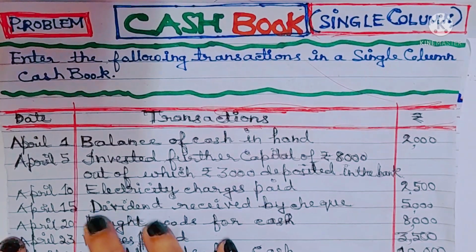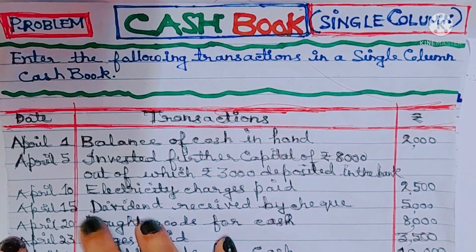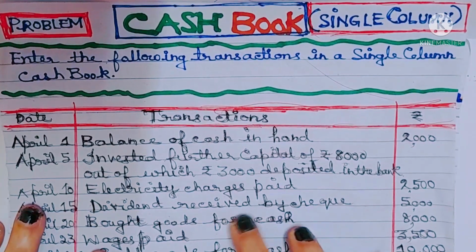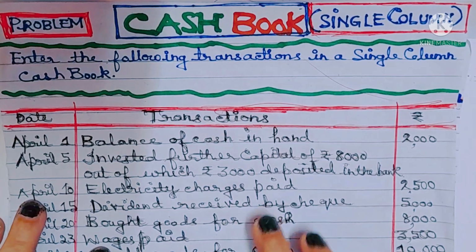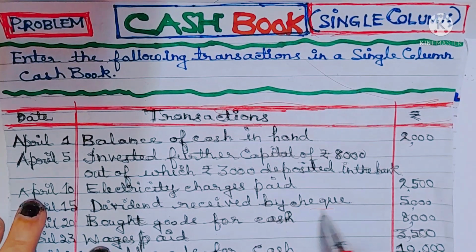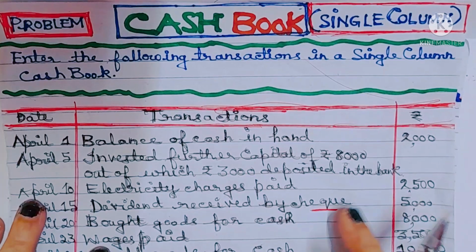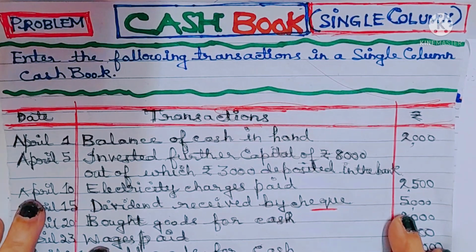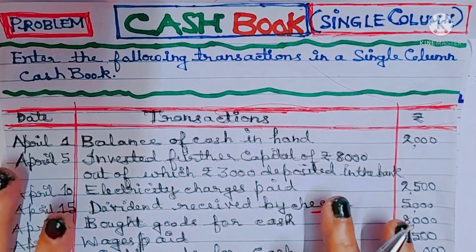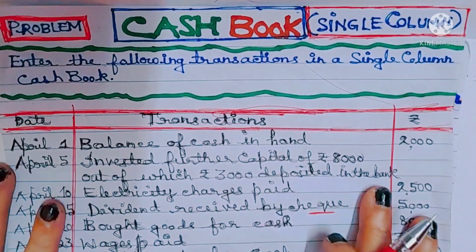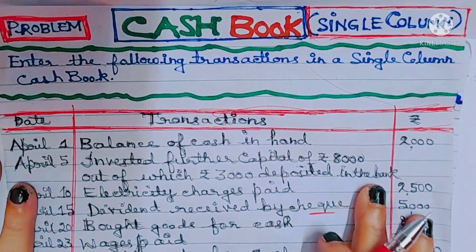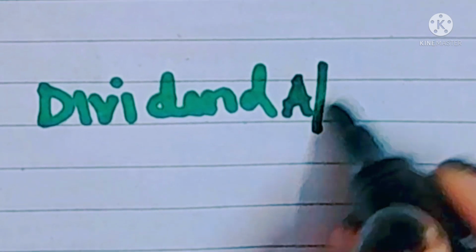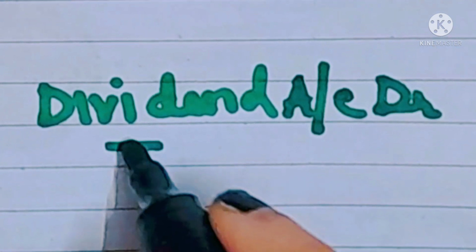The next transaction is on 15th April, dividend received by check 5000. What is the journal entry? The journal entry is dividend account debit to check. Dividend account debit, check means bank. Dividend account debit to bank account 5000. This will not be recorded in a single column cash book. Why? Let me tell you once again. So what will be the journal entry? The journal entry will be dividend account debit to bank account.